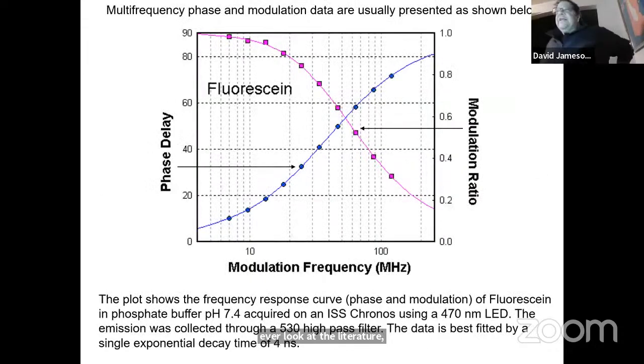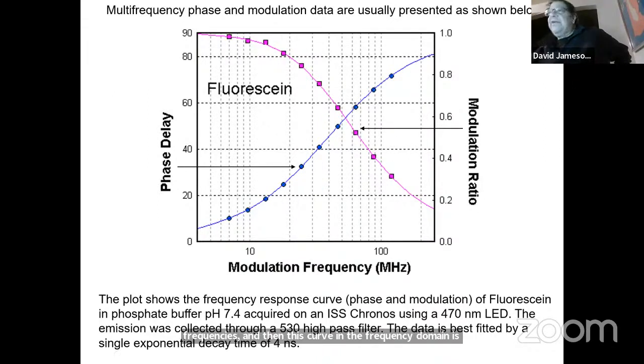Now, this is a typical plot for presenting frequency domain data. Here's a plot of fluorescein in 7.4 buffer done on a lifetime machine with the cuvette. And you can see these points are the phase shift as a function of light modulation frequency. And the red squares are the modulation ratio as a function of frequency. And typically you do multiple frequencies, and then this curve in the frequency domain is a single exponential decay.